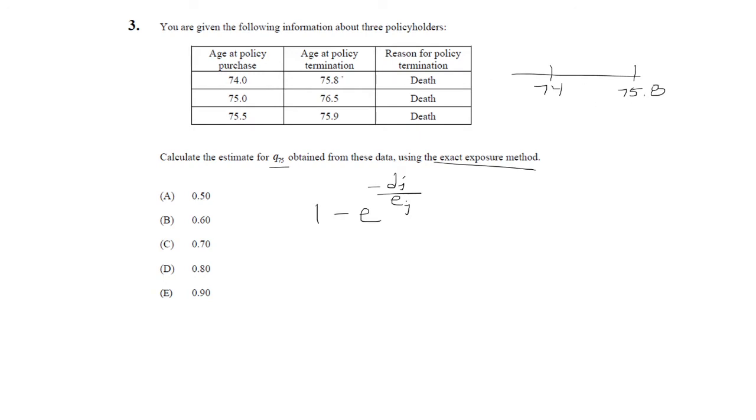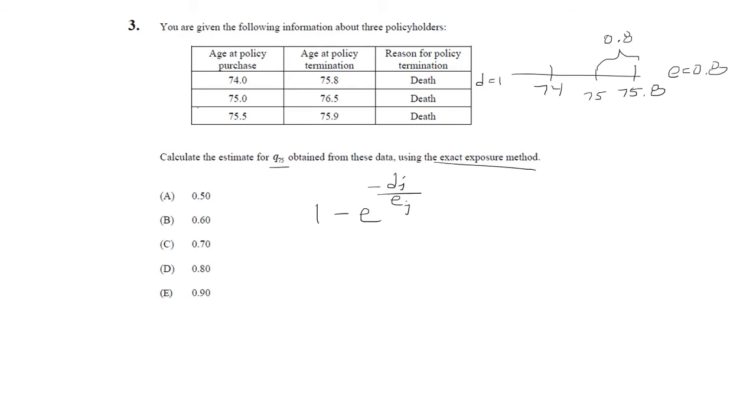So because a person died at age 75, the death here is 1. Now we want to look at how long the person was exposed during his 75th birthday. Well, clearly, it's got to be 0.8. Since he died at 75.8, and he was there the whole time, starting with the 75th birthday, all the way up to time of death, which was 75.8. So the exposure here would be 0.8.